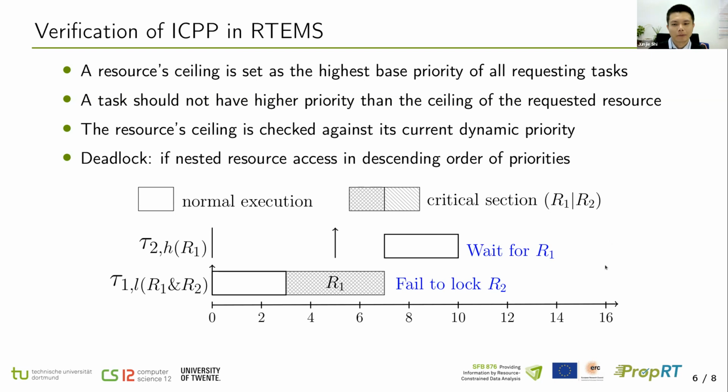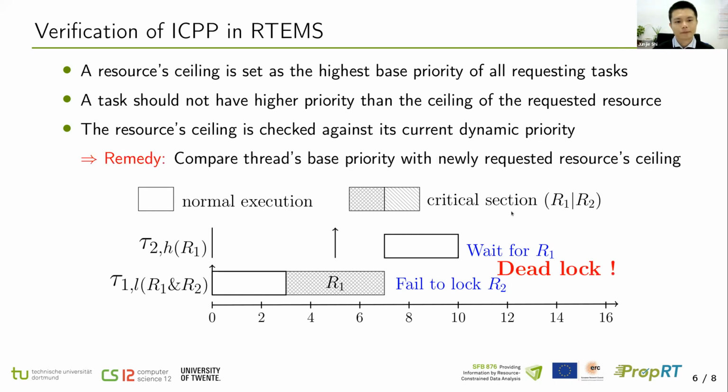So Tau1 holds R1, but cannot successfully lock the semaphore R2 due to the implemented ceiling check, whilst Tau2 cannot enter the critical section guarded by R1. An acquisition in the opposite order would be accepted. So to correct the mismatch, an adaptation to the priority ceiling check is proposed. Instead of checking the potentially already increased dynamic priority, it utilizes the thread base priority for the comparison to the newly requested resource's priority ceiling. After applying the correction, all stated properties are successfully verified.